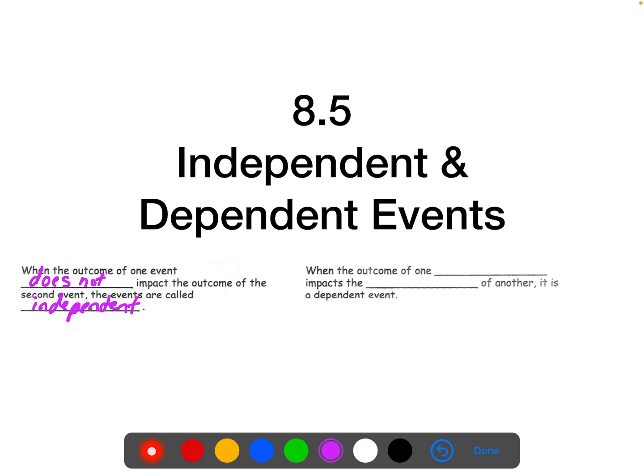For the second statement, when the outcome of one event impacts the outcome of another, it is a dependent event. So if we remove a marble from the bag in the first trial and then it affects the outcome for the second, that would be important and something that would create a dependent event.